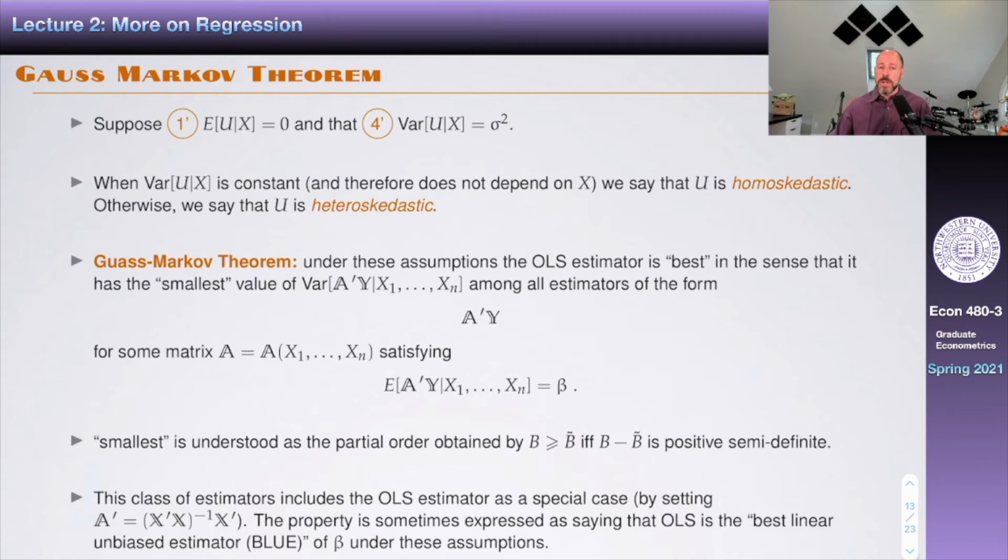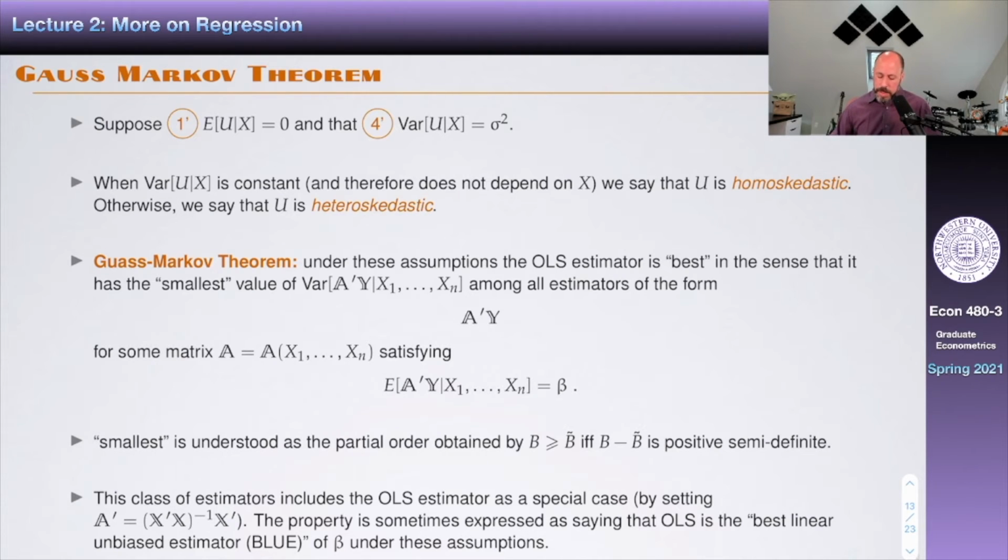Okay? In other words, we're saying if you look at all estimators that are linear, and by linear we mean a function of the x's prime y, and then you consider just estimators that have conditional expectation equal to beta, that are conditionally unbiased, then we have that the least squares estimator is the one that will have the smallest value of this conditional variance. And smallest here, I wrote, is understood as the partial ordering, okay, where since these could be matrices, you say B is greater than B tilde if B minus B tilde is positive semi-definite, okay?